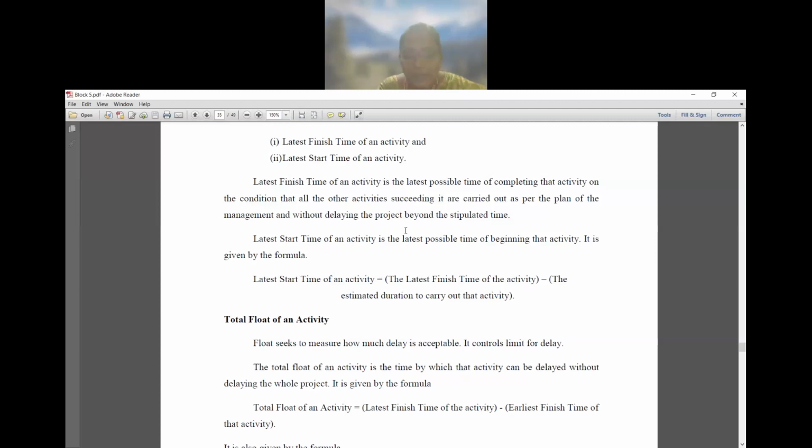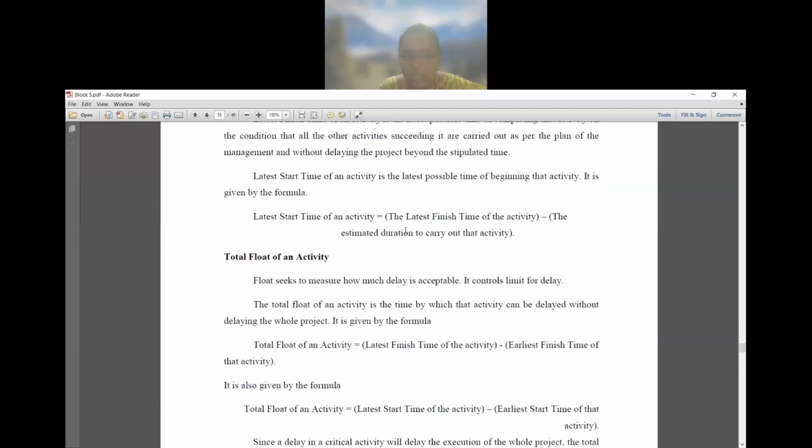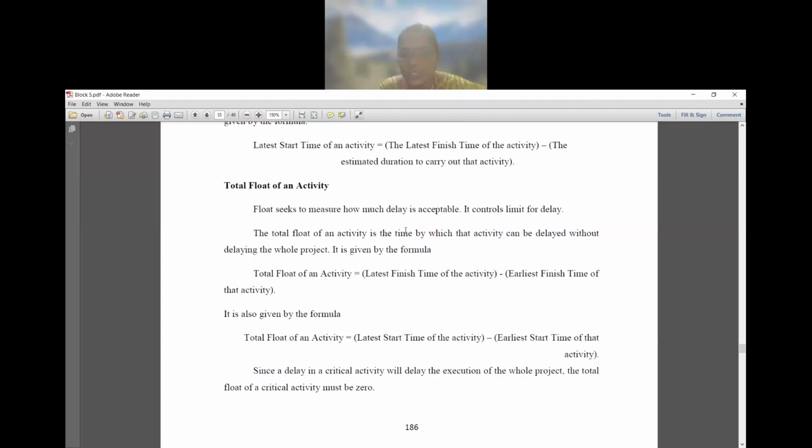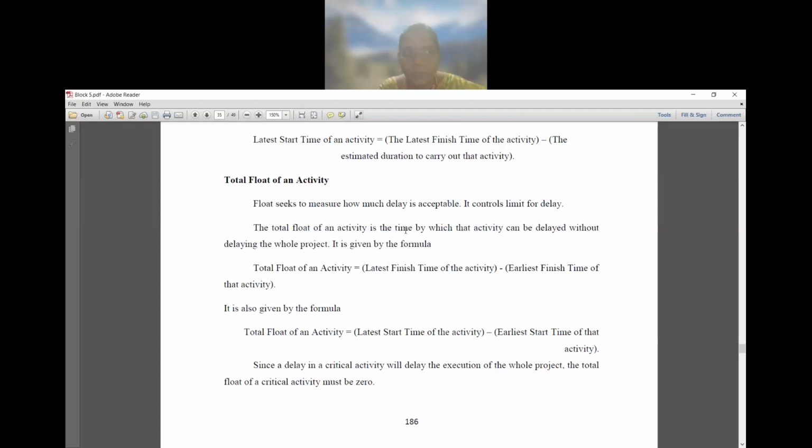Next one is total float of an activity. Float seeks to measure how much delay is acceptable. Total float means how much delay is acceptable. It controls the limit for the delay.